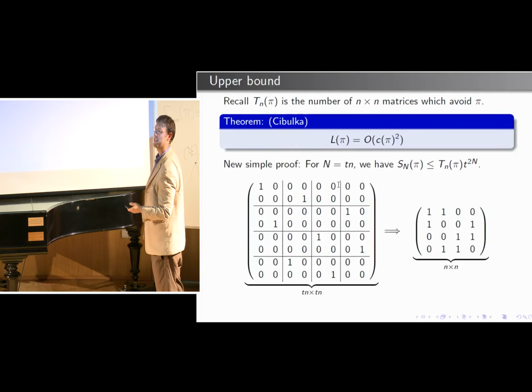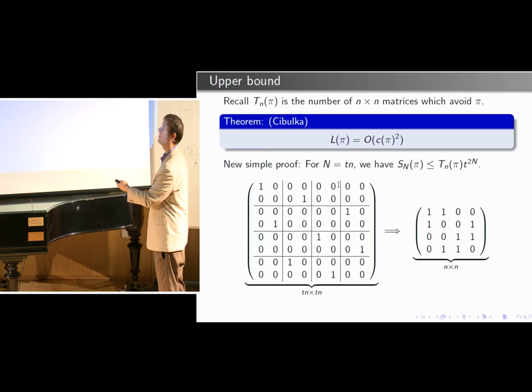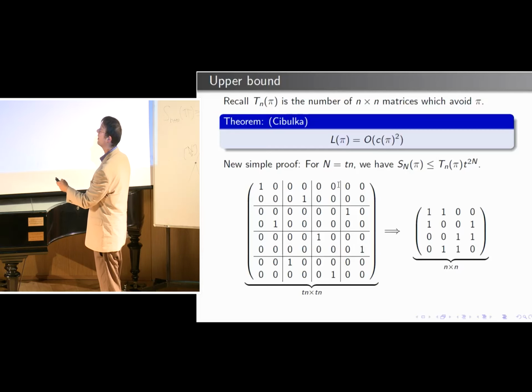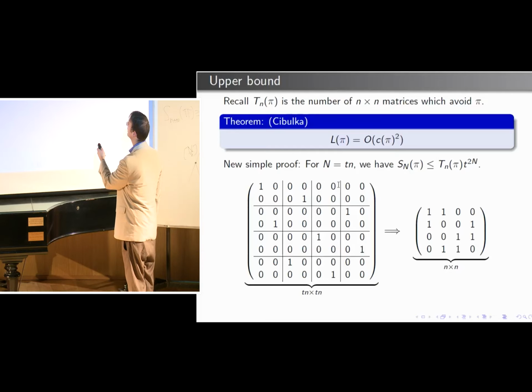Well, it's the same proof idea. You split it up, instead of 2 by 2, t by t. You do this contraction. So you start off with a tn by tn permutation matrix. You do this contraction. You get an n by n matrix, which also avoids pi. So there's T_n(pi) choices for that. Now, this is a permutation matrix, so there's exactly one 1 in every row and in every column. When we do this contraction, we'll get at most k 1s in each of these rows.